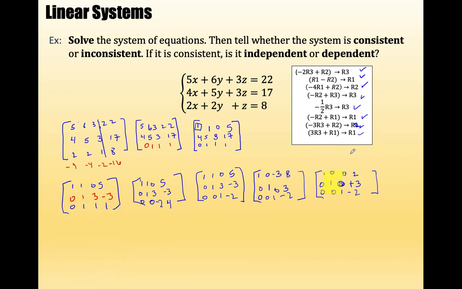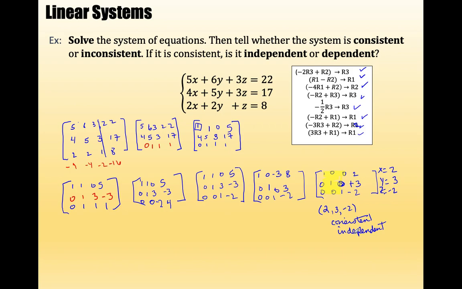Here, which means that what I've got is z is equal to negative 2, y is equal to 3, and x is equal to 2, which means I have these three planes meet at 2, 3, negative 2. I got an answer, so this is a consistent system and a standalone unique point.